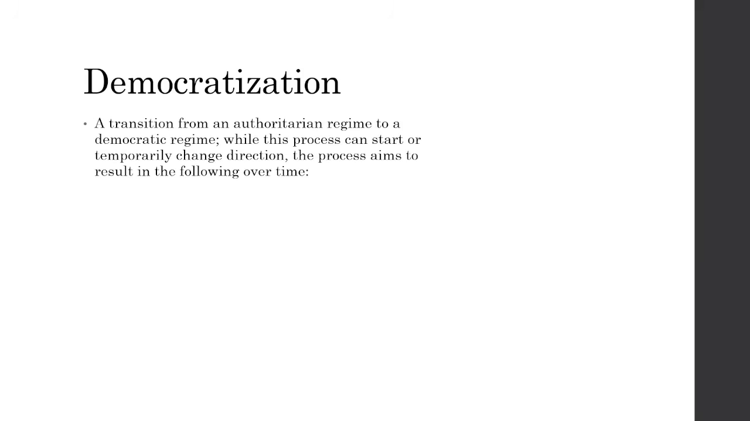All right, let's look at democratization. So democratization is a process that is called democratization. I don't know why I said that, but it's essentially a transition from an authoritarian regime to a democratic regime. So this process can start or temporarily change direction. So it can start at any time or it can just stop, or reverse itself. And the process aims to result in the following over time.